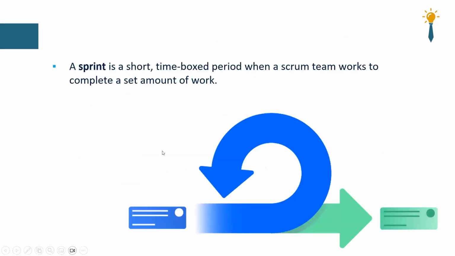Sprints are short, like sprint running, for example. There is long-distance running and sprint running. In sprint running, it might be 100 meters. It's a short period, when a Scrum team works to complete a set of work or a given work. Yeah, it's a short period.